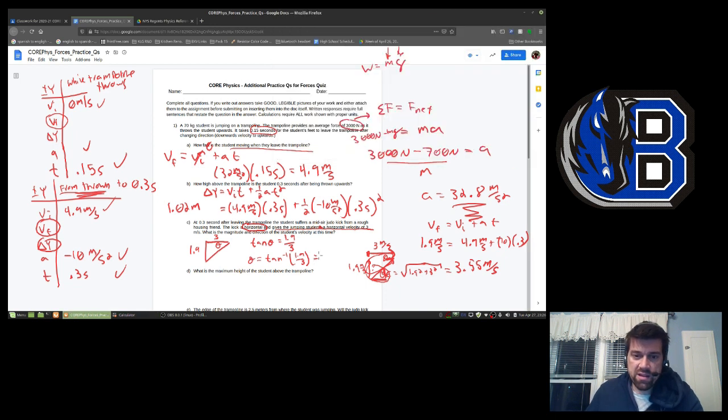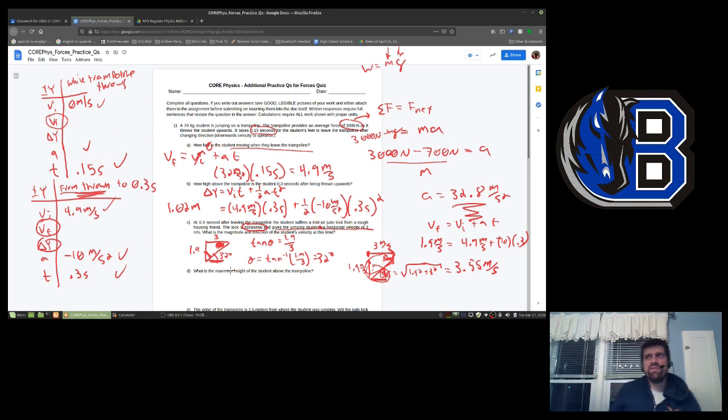.32 degrees. So if that's 32 degrees, then that's 90 minus 32, which means that's 90 minus 90 minus 32, which will end up being 32. 32 degrees above the horizontal. Kick. What is the maximum height of the student?